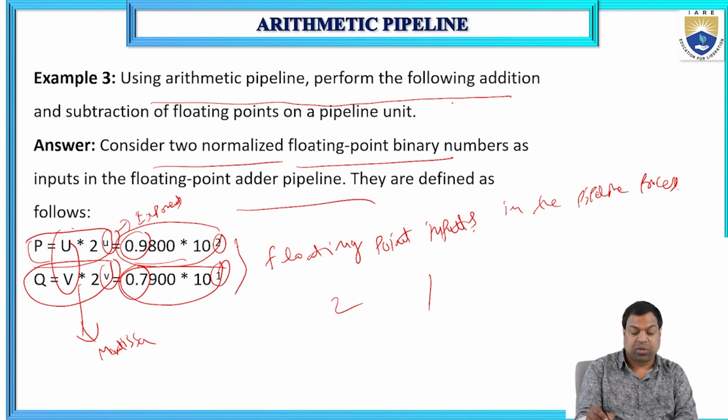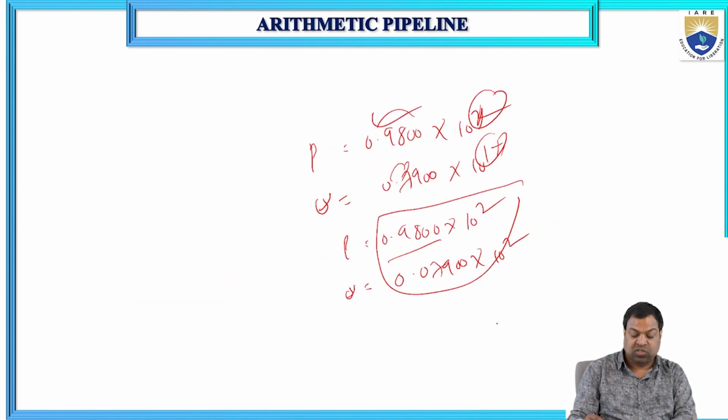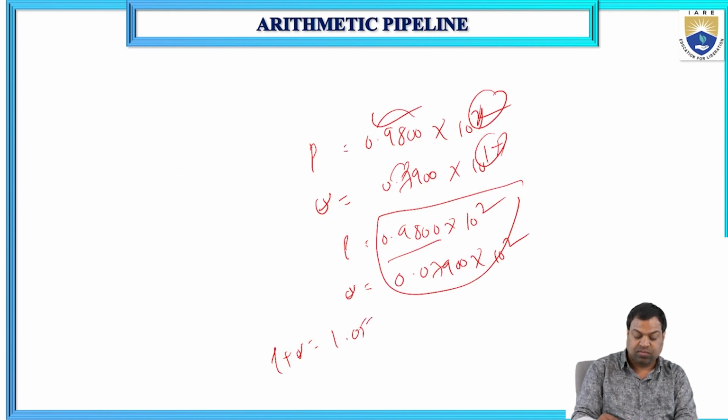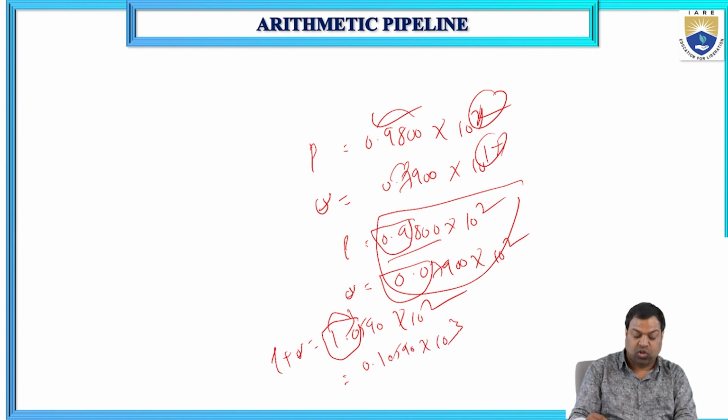Then what is our question? Using the arithmetic pipeline, perform the following addition and subtraction. So first I have to go for p plus q. So 0.9 plus 0.07. So what is the addition value now? It is 1.0590 into 10 square. So in the question you can understand it is a 0.9, it is a 0 point, but here 1 point. Is it balanced? No. The mantissa is not balanced. We have to convert it, we shifted to right. 0.10590 into 10 cube.